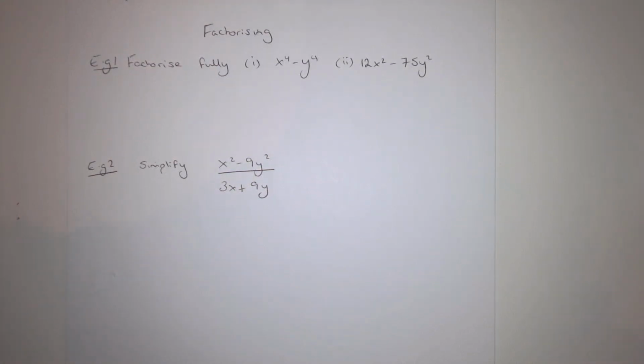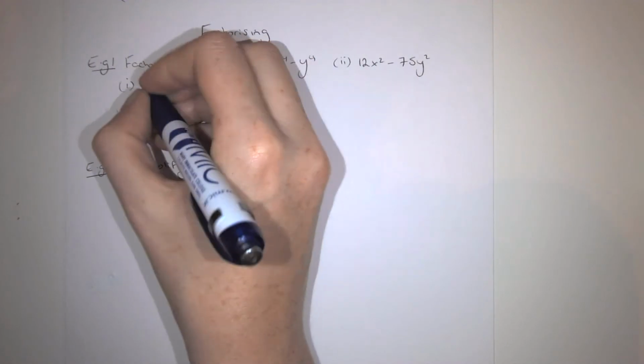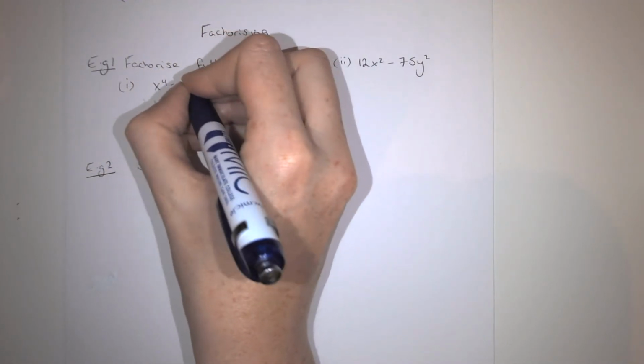Okay, so we're moving on to factorising. So we've got two examples here. We've got factorise fully x to the 4 minus y to the 4, and part 2 is 12x squared minus 75y squared. So we'll deal with those first. So just dealing with part 1, x to the 4 minus y to the 4.